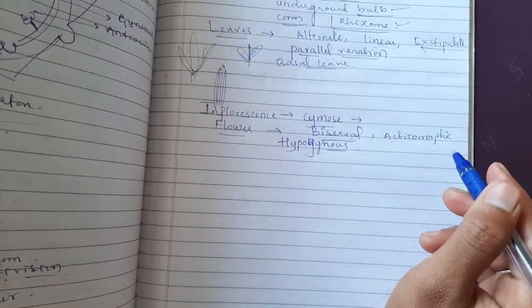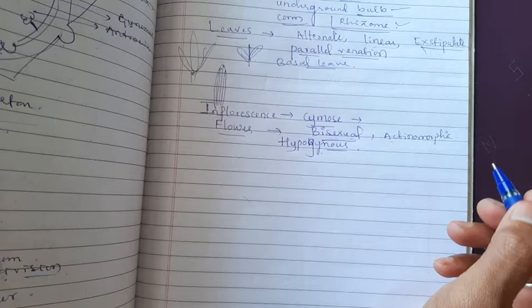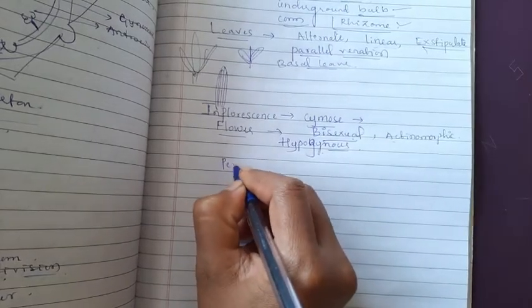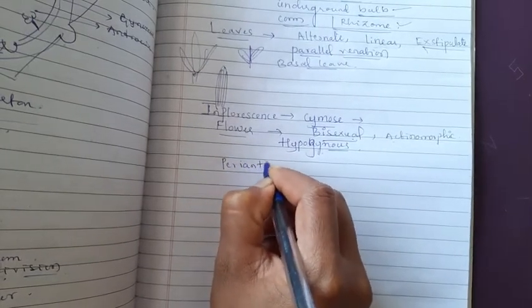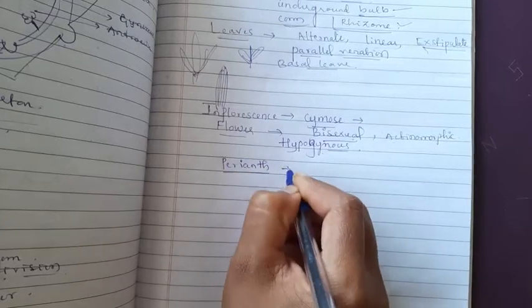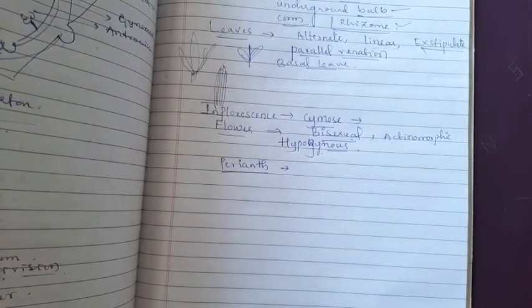Next, after flower description, next one, perianth. In the Liliaceae family, we can't make the difference between sepal and petal or calyx and corolla. There are no two whorls.